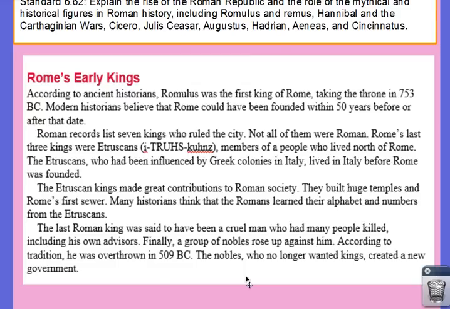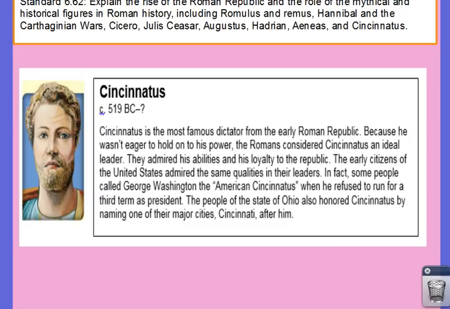The last Roman king was said to have been a cruel man who had many people killed, including his own advisors. Finally, a group of nobles rose up against him. According to tradition, he was overthrown in 509 BC. The nobles, who no longer wanted kings, created a new government. Alright, we're going to move on to Cincinnatus now.